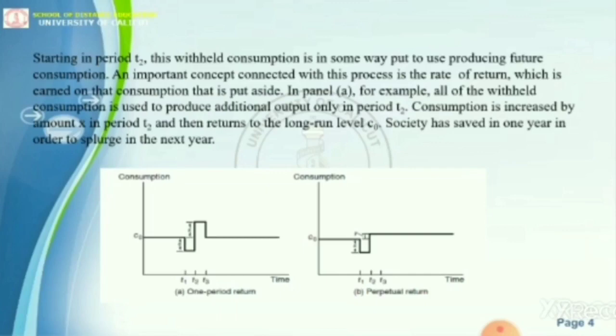Starting in period T2, this withheld consumption is in some way put to use producing future consumption. An important concept connected with this process is the rate of return, which is earned on the consumption that is put aside. In panel A, for example, all of the withheld consumption is used to produce additional output only in period T2. Consumption is increased by amount X in period T2 and then returns to the long run level C0. Society has saved in one year in order to splurge in the next year.